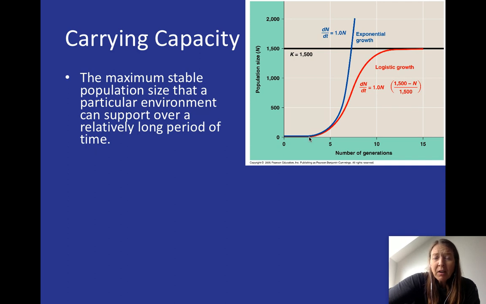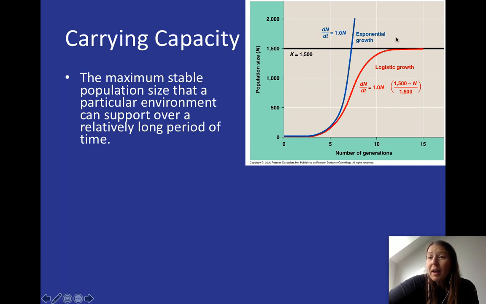So this idea of carrying capacity is an important term. This is the maximum stable population that a particular environment can support sustainably over a long period of time. And so here's carrying capacity, and the population tends to grow. It starts to slow down, and then it hits carrying capacity, and really it can't get much bigger because that population can only be sustainably supported for a long period of time around this carrying capacity.